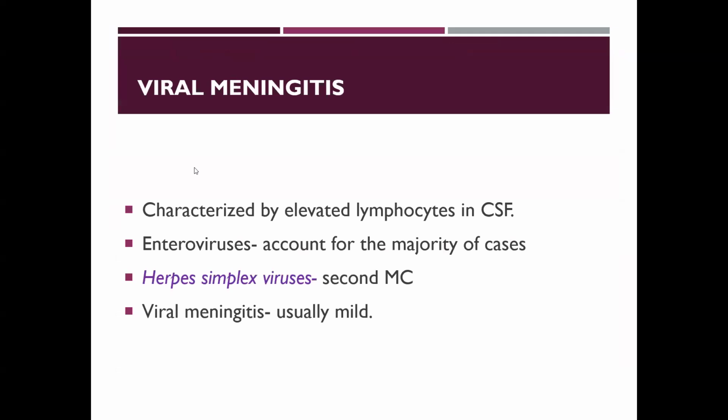Next, viral meningitis. Viral meningitis is characterized by elevated lymphocytes in the CSF. When we go for CSF analysis, we can see the elevated lymphocytes. Generally, enteroviruses are the most common causative agents; the majority of cases are caused by enteroviruses. Next, herpes simplex viruses are the second most common causative agents. Generally, viral meningitis is a mild infection.